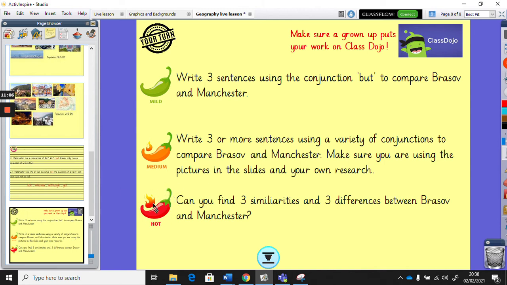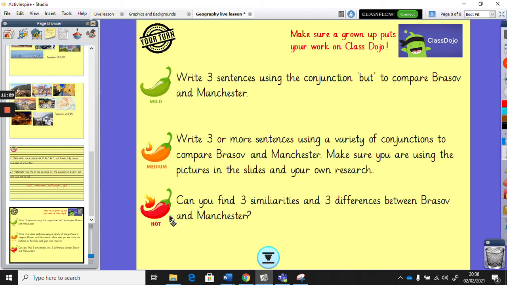Your hot challenge today: can you find 3 similarities and 3 differences between Brasov and Manchester? Obviously, I still want you to write in full sentences, and I still want you to be using your conjunctions in the hot challenge. You choose which challenge you feel most comfortable doing.